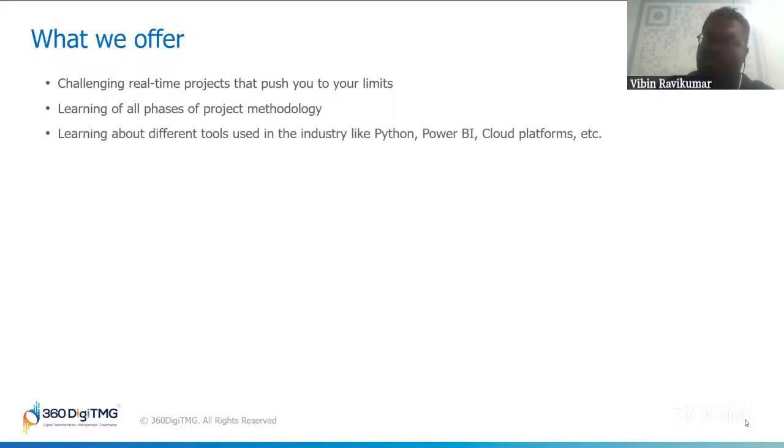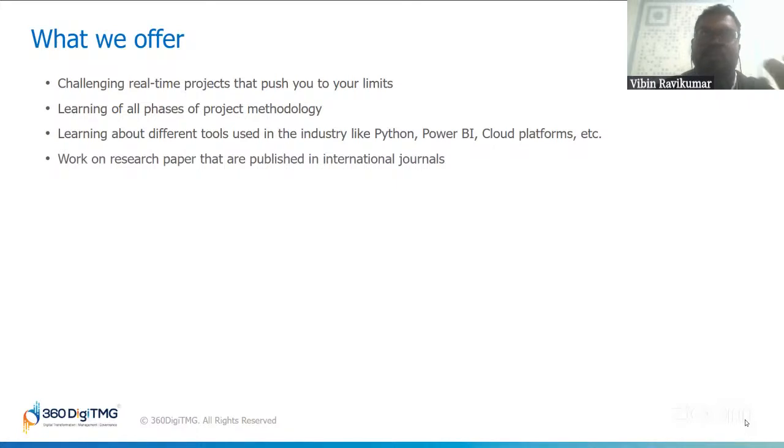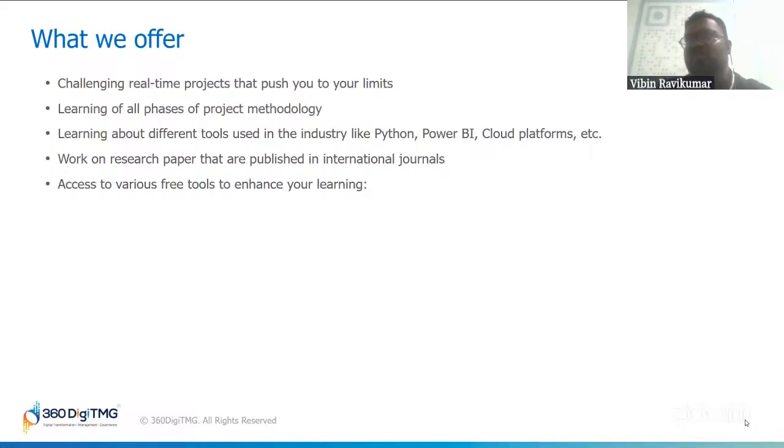Other than working on real-time projects, we also ensure that our students learn project management methodologies and the different tools required to work on these projects: Python, Power BI, cloud platforms like AWS, and SQL, which is very important when dealing with data. You also get the opportunity of working on research papers. Whose resume will get selected, from the discussion that we had?